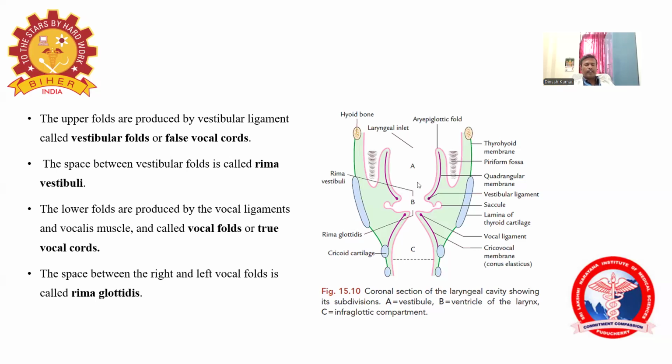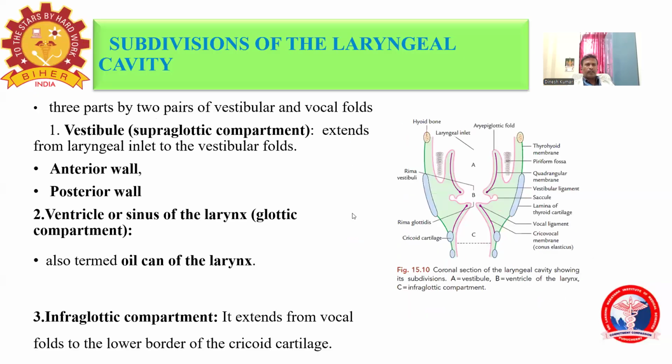Okay. One is A, you can see here the vestibule. B, you can see there's a gap we call the ventricle of the larynx. C, you can see here this is the infraglottic compartment. Next, the subdivisions of the laryngeal cavity. These parts are divided by the two pairs of the vestibular and the vocal folds. Okay, the vestibule extends from the laryngeal inlet to the vestibular fold. So it has two walls. One is the anterior wall, another one is the posterior wall.